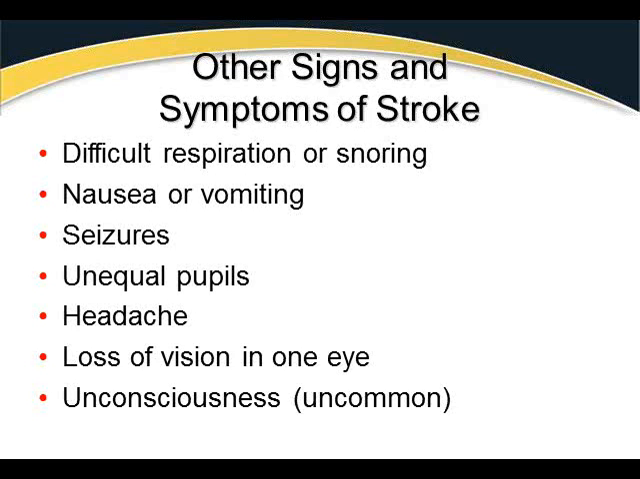loss of vision in one eye or one field. So sometimes people say, well, when I look out of both eyes, I can't see anything from the 12 o'clock to the 3 o'clock area because a part of their optic nerve is being injured. And complete unconsciousness. The unconsciousness is fairly uncommon for most strokes, except for the bleeding strokes, in which it becomes pretty common pretty quickly.